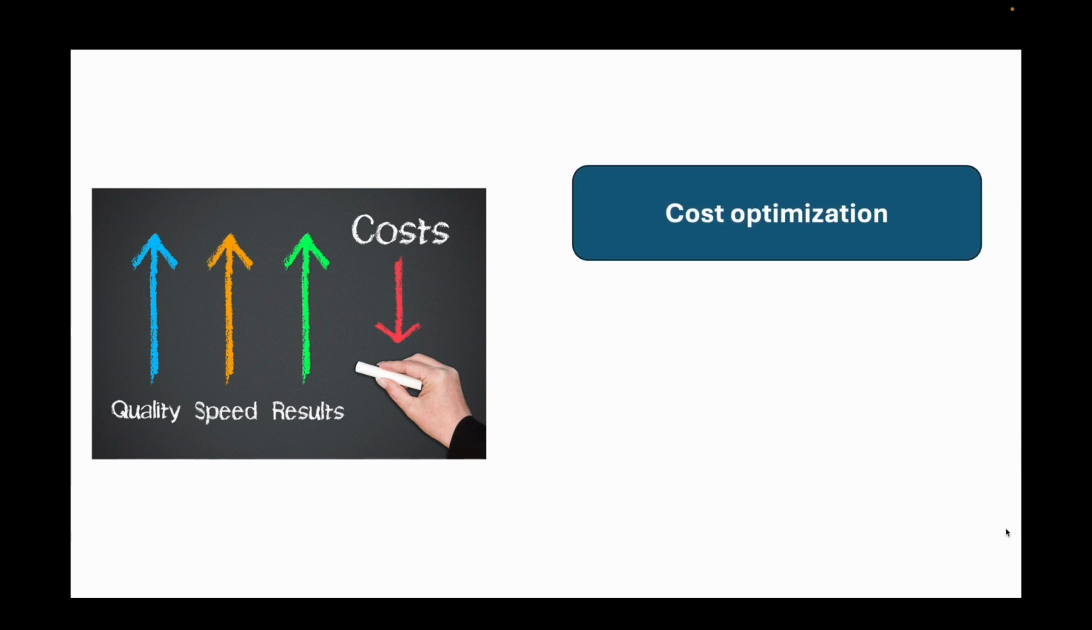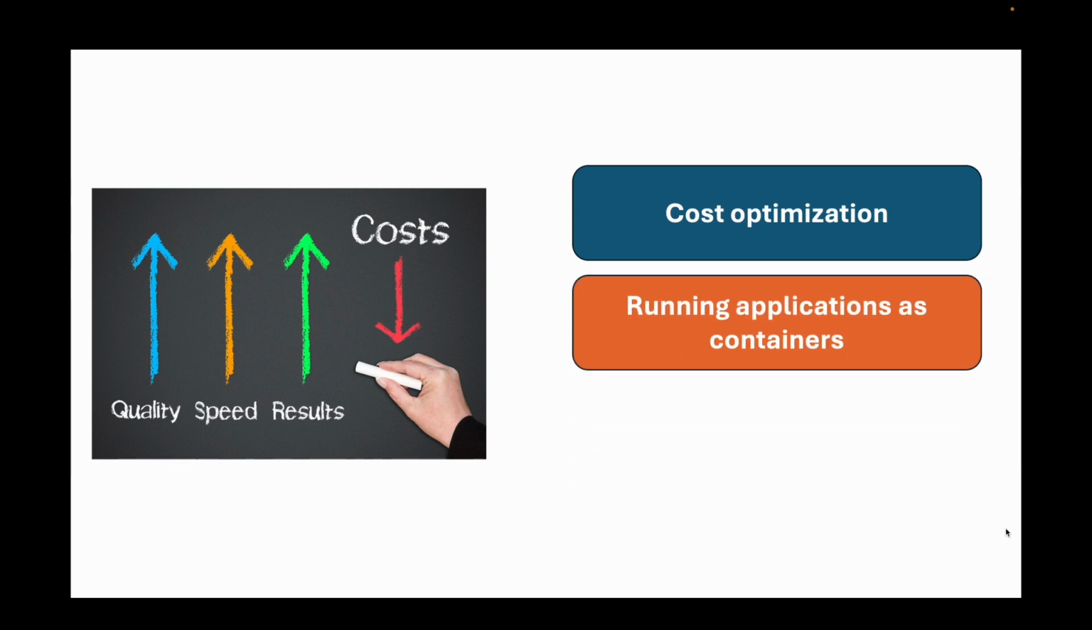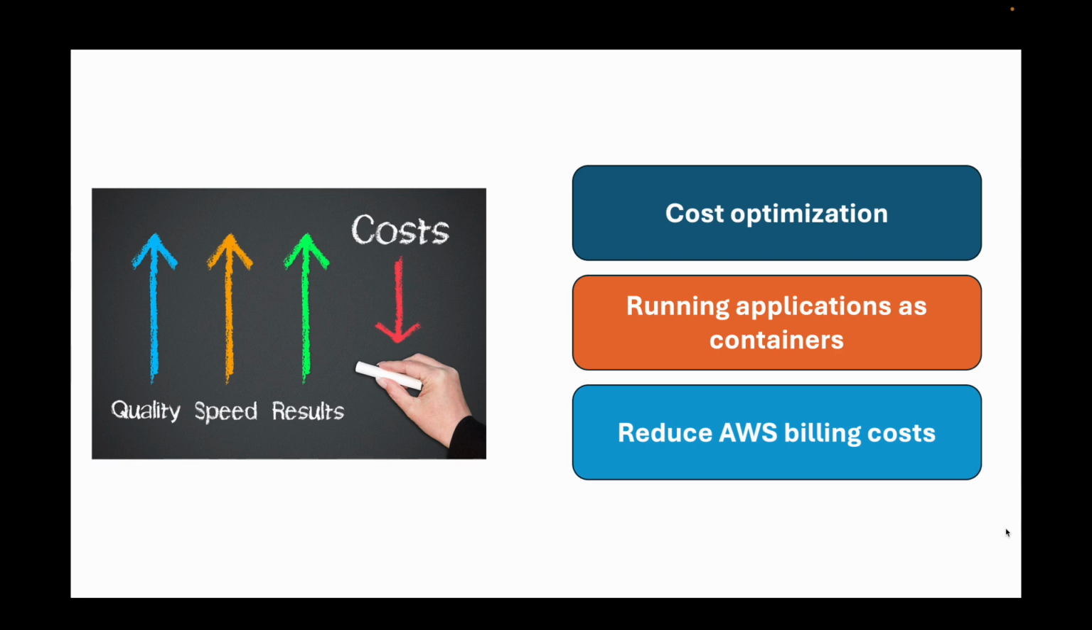Lastly, we have cost optimization, right? For any application, any infrastructure we take, cost plays a very important role, right? So optimizing the cost, reducing the cost as much as possible. We will look at how you can do your cost optimization by running your applications as containers, which will help you to reduce your AWS billing cost. Since EKS is a service provided by AWS, we will look at how we can optimize our EKS clusters to run these applications as containers in the EKS, and that can help us to reduce the overall AWS billing cost.